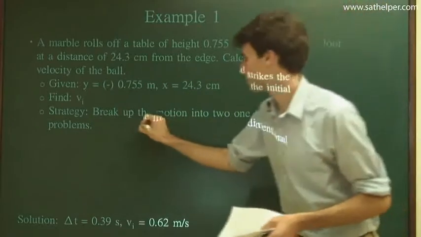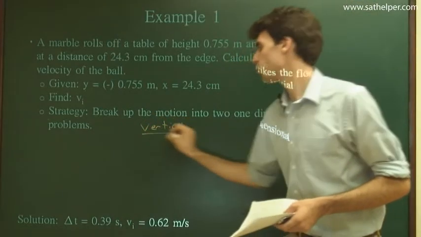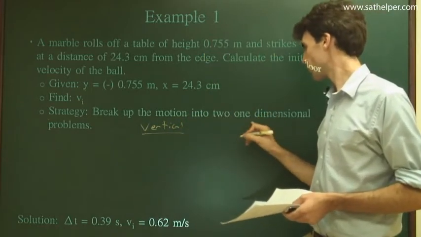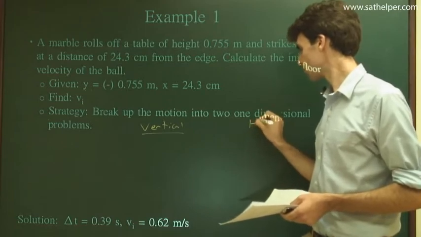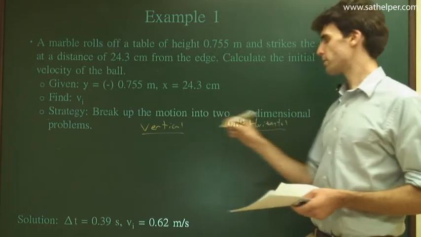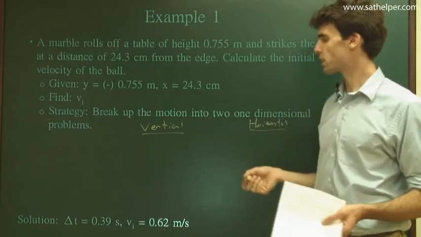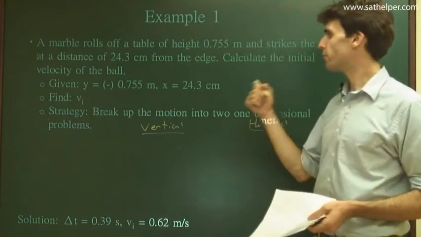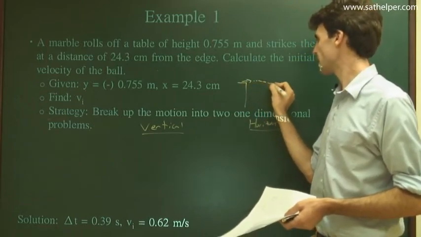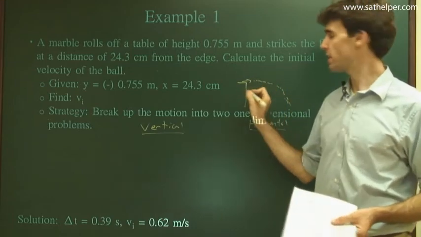So the strategy is going to be to break this up into a vertical problem, where the ball just falls down off the table, and a horizontal problem where the ball just flies in a straight line across the room. So how does this work? If we want to find the initial velocity, the initial velocity is entirely in the x direction, right? If it rolls off the table, it's going to fall something like this. And there's no y component at first, just x.